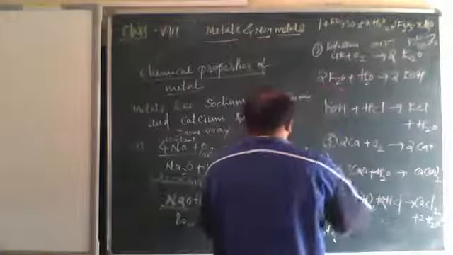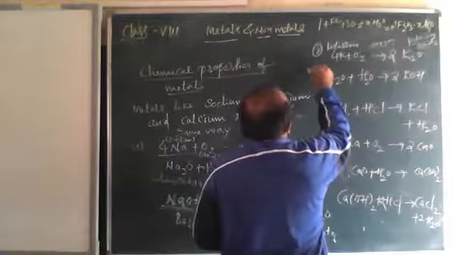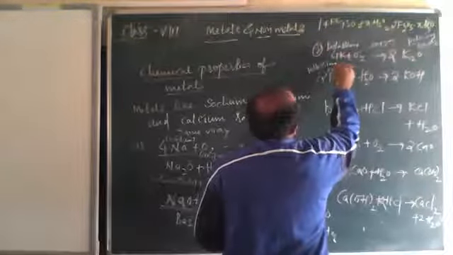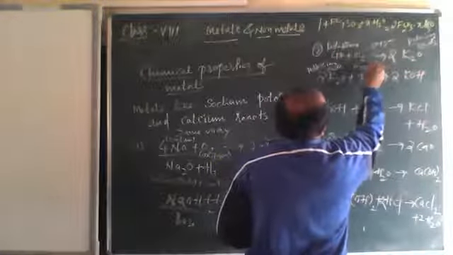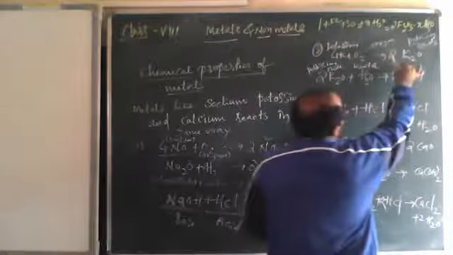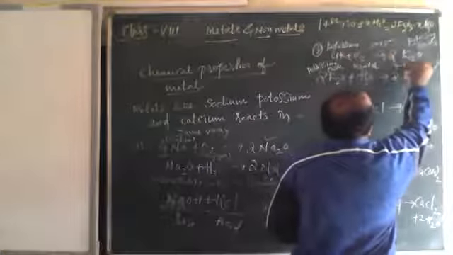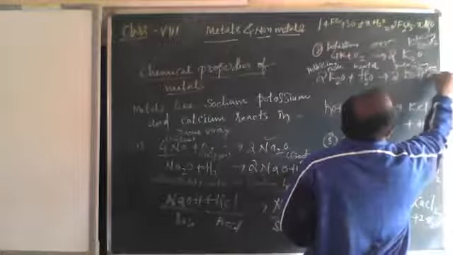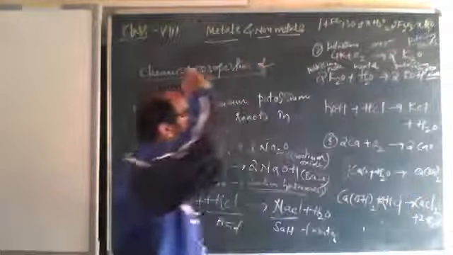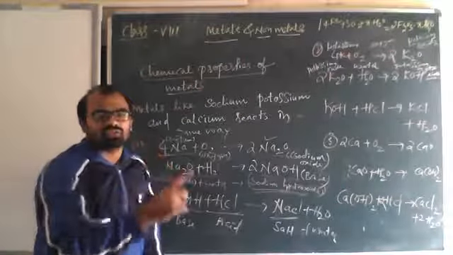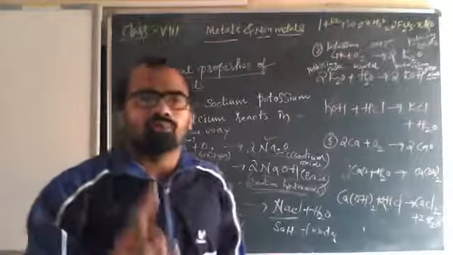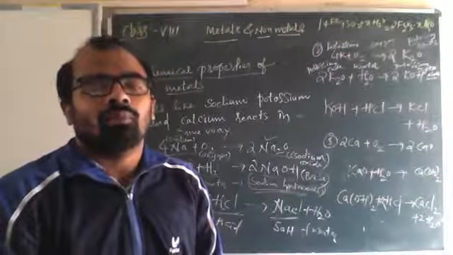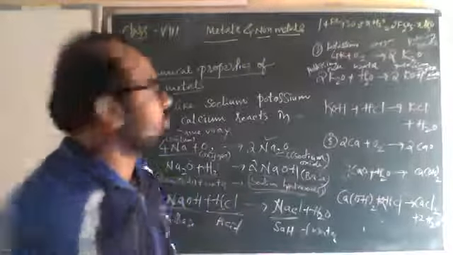This potassium oxide reacts with water to form what? Potassium hydroxide. It forms potassium hydroxide. Remember this. The potassium oxide reacts with water to form potassium hydroxide. Potassium hydroxide is a base.